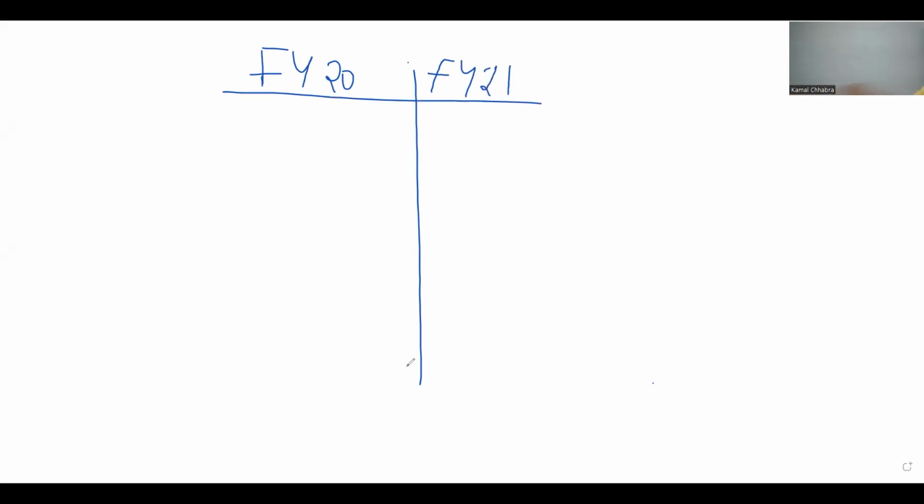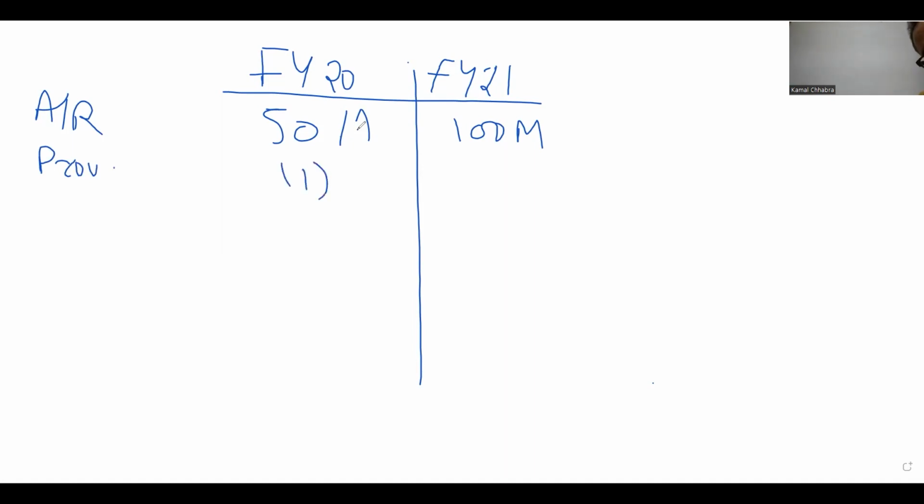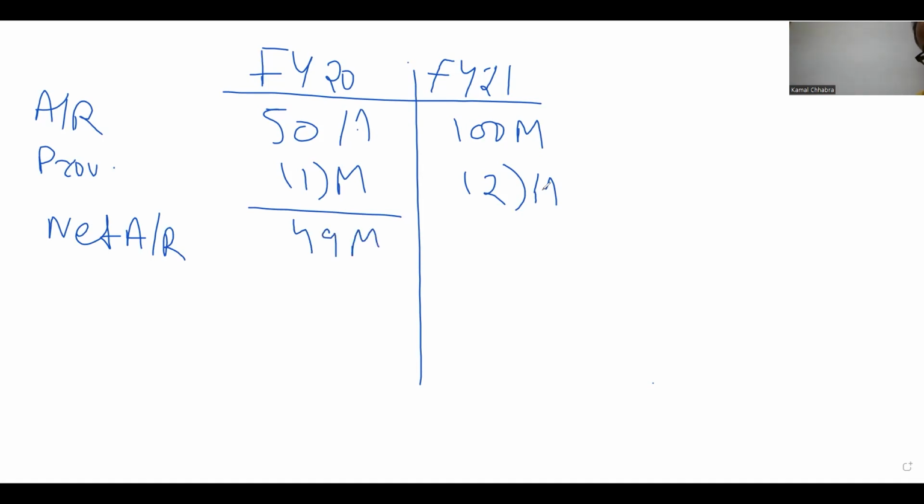Let me explain here. Can you all see my whiteboard? Yes, sir. Let's say this is financial year 20. This is financial year 21. So here you have account receivable, it says $50 million. And here you have, let's say, $100 million. So previous year provision, you have created, let's say, $1 million. And this year, let's say you have created $2 million provision. Your net AR is coming how much? 49 and 98.